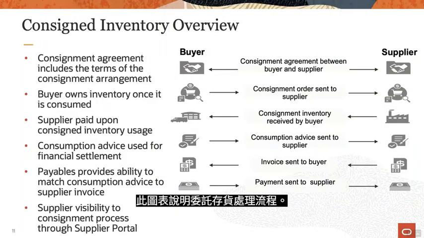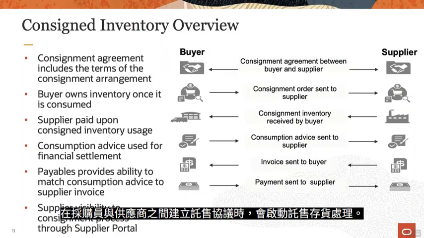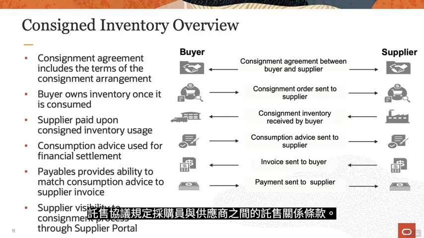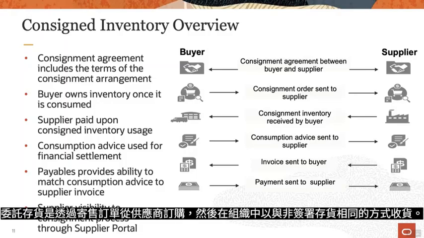Next, the consigned inventory process flow. The consigned inventory process is initiated when a consignment agreement is established between a buyer and a supplier. The consignment agreement stipulates the terms of the consignment relationship between the buyer and the supplier. Consigned inventory is ordered from the supplier through a consignment order and then is received in the organization in the same manner as non-consigned inventory.